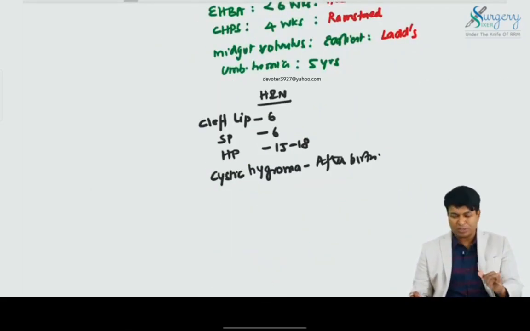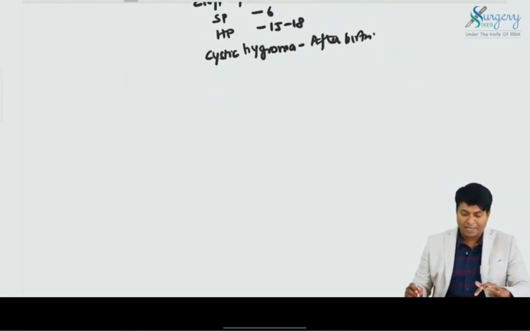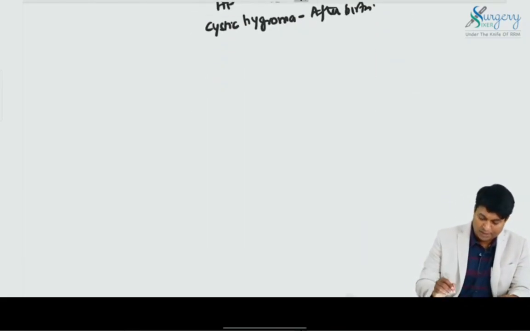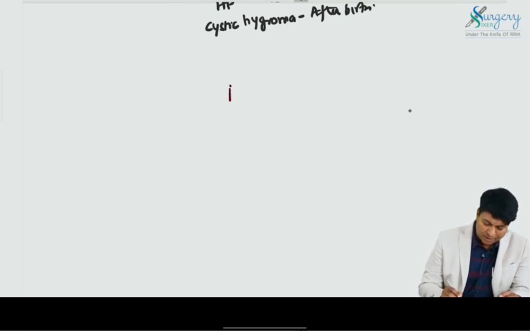So please don't forget Ladd's procedure for midgut volvulus, Ramstedt's pyloromyotomy for congenital hypertrophic pyloric stenosis, and Kasai procedure for extrahepatic biliary atresia. These are the various operations we do. Please don't forget these points. Next, coming to pediatric oncology, the last topic in this chapter.